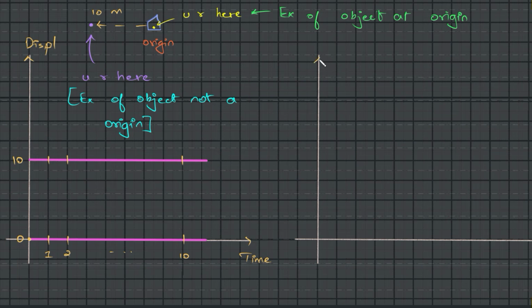What about velocity time graph? So would it be something like this? So it will be flat and flat again. Would it be so? Nope. One is wrong. Which one is wrong? The top one is wrong. Why is this wrong?